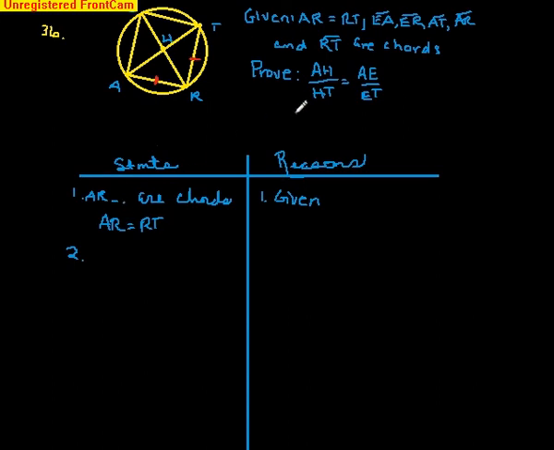So the first thing is I just wrote down the given. I didn't write them all down, but all those things are chords. And we're given that AR equals RT. Then we can use, if two chords of a circle are equal, their minor arcs are equal from the previous lesson. So here we have two chords are equal, so we can say that their minor arcs are equal, so that we can say the measure of AR equals the measure of RT.